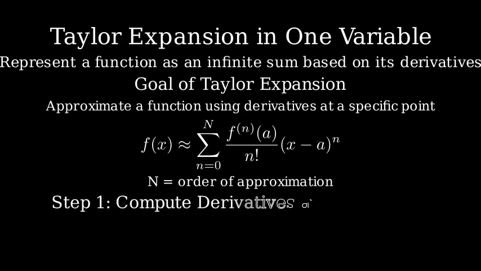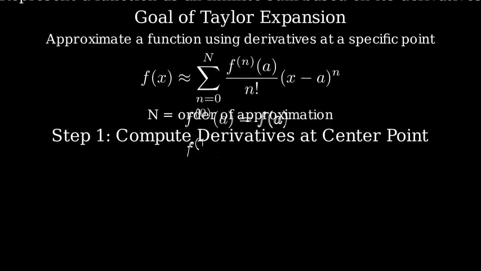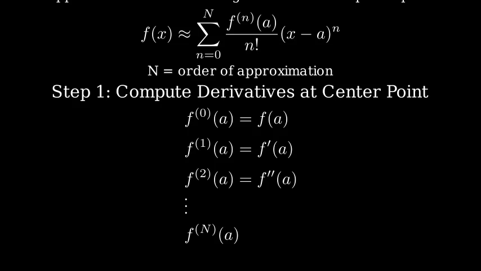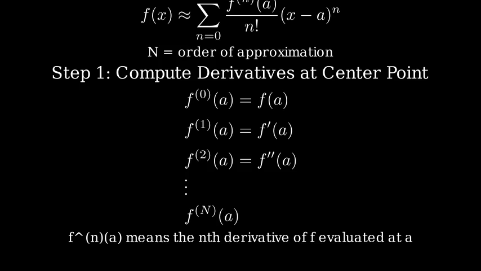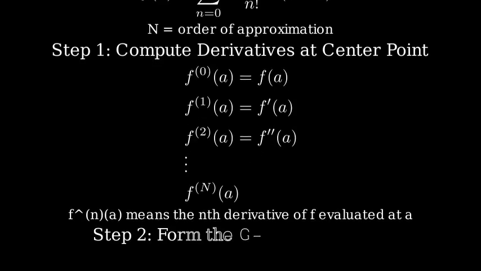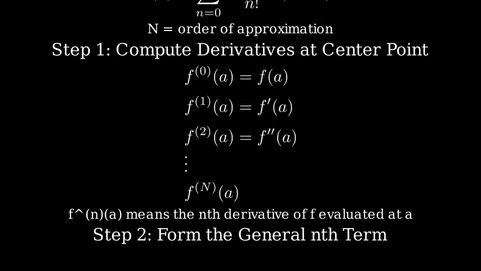Let's break down the process step by step. Step 1. Compute derivatives at the center point a. We need to calculate the zeroth derivative, which is just f of a, the first derivative f prime of a, the second derivative f double prime of a, and so on up to the nth derivative. We use the notation f superscript n in parentheses of a to denote the nth derivative of f evaluated at a.